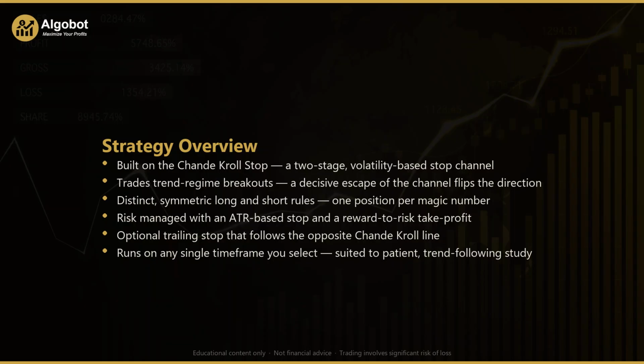When price makes a decisive move and closes cleanly outside the channel, the strategy interprets that as the trend tipping in a new direction. A clean break above the upper line points to an upward regime and a long position. A clean break below the lower line points to a downward regime and a short position. Because price has to genuinely escape the band, entries are infrequent and deliberate rather than constant.